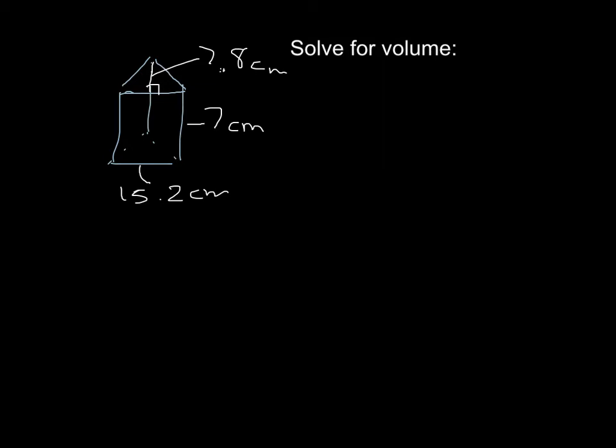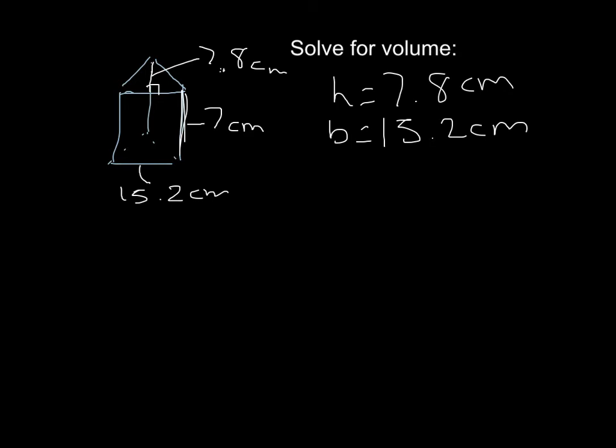So, like I did last time, I'm going to write down all my information first. So, my height here given to me is 7.8 centimeters. My base given to me, it's not written here, it's written right here. And you know that that's the same amount up there and down there. So, we're going to write that in, and that's going to be 15.2 centimeters. And my height, which I got from right over here, is going to be 7 centimeters.